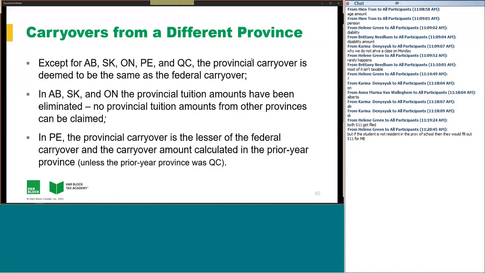The number you put on the top line of your MBS 11 after you move is going to be the federal amount for that year. Okay. Alberta, Saskatchewan, Ontario, you get nothing. If you had a bunch of tuition carry forwards from your province and then you move to Alberta, Saskatchewan, Ontario, your provincial carry forward is 0. And then in PE, the provincial carryover is the lesser of the federal amount or the provincial one from the previous year. So take your provincial one from the previous year, look at the federal one, whichever number is smaller is what you get.